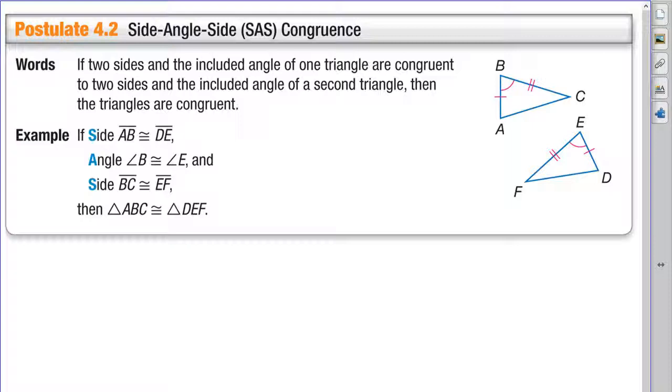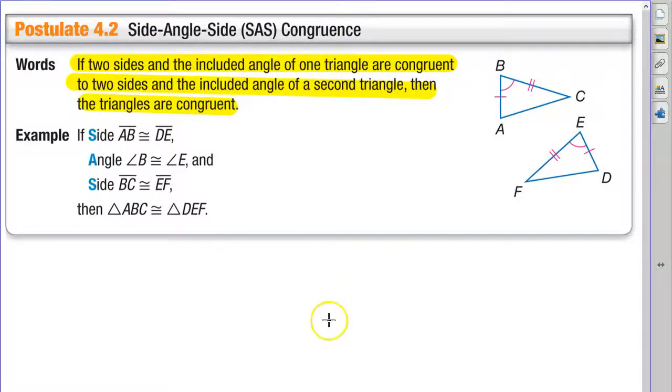All right, the next way to prove that two triangles are congruent is using side angle side. Now this one's a little more complicated to see and maybe even feel like it's using it, but it really in the end is just as easy as side, side, side. So if two pairs of sides and an included angle of one triangle are congruent to two sides and the included angle of a second triangle, then the triangles are congruent.